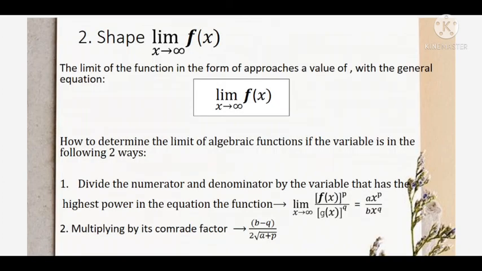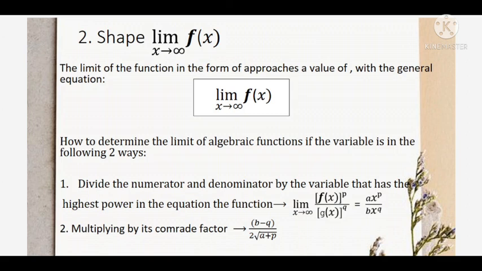2. Lim x approaching infinity f(x). The limit of the function in the form of a value approaching infinity, with the general equation lim x approaching infinity f(x). How to determine the limits of algebraic functions if the variable approaches infinity, in the following two ways. 1. Divide numerator and denominator by the variable that has the highest power in the equation of the function.